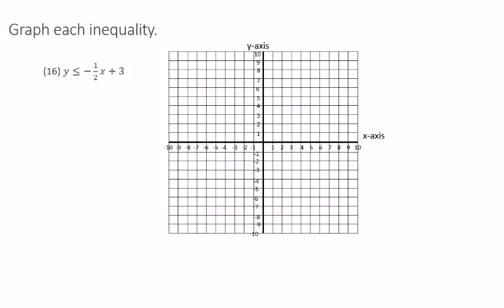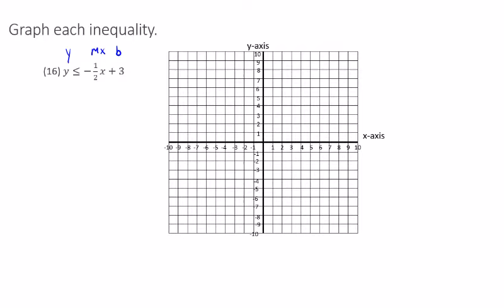All right, so number 16, we're actually graphing. And so we have an equation here, or excuse me, an inequality, that is already in slope-intercept form. Instead of an equal sign, we have a less than or equal to. So it's an inequality, but it's in slope-intercept form. We have the y, the mx, and the b. And so we could graph this just like we normally would.